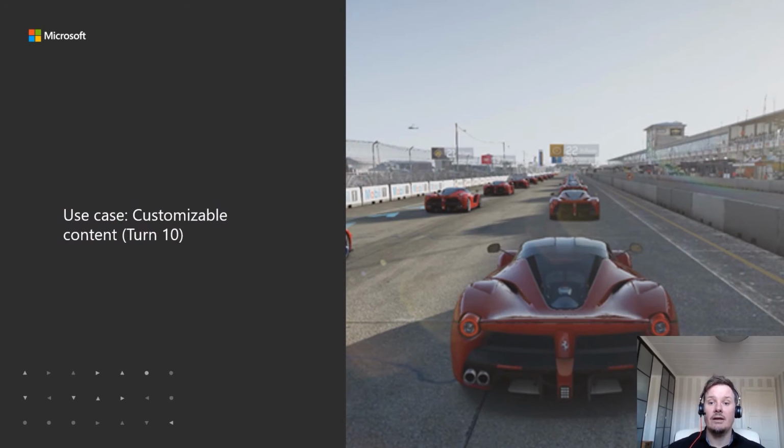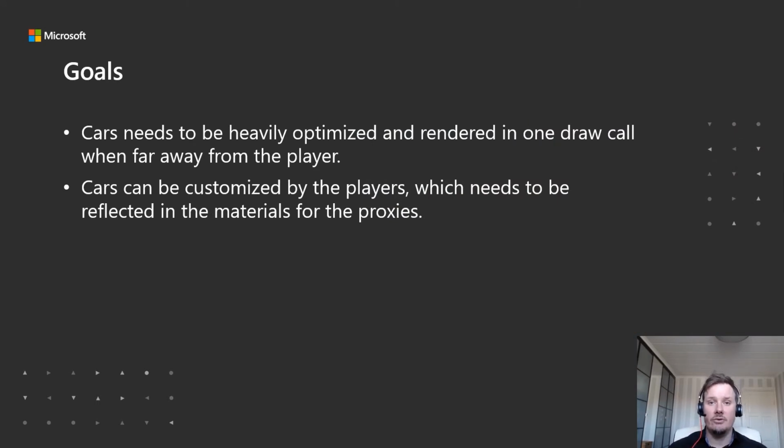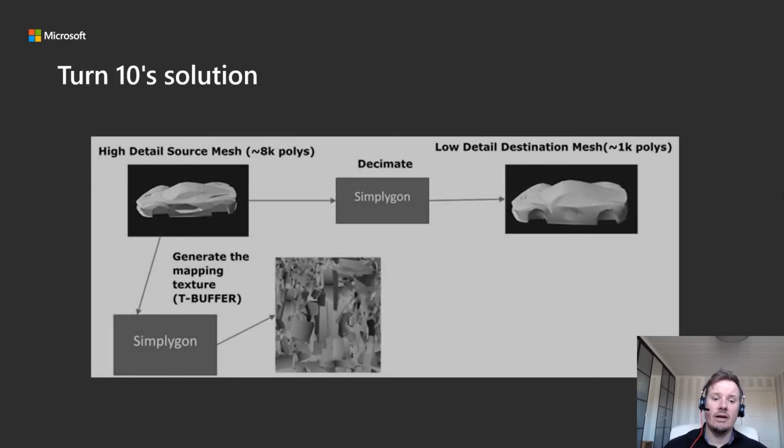So Turn 10 had this case. Their problem was that they needed to optimize their cars heavily. When far away from a player, they needed to be able to draw it in one draw call. And since cars could be customized by the player, you couldn't just generate any possible permutation of this. You need to be able to modify it in runtime. So what they did is they generated a mapping texture that they could use in the runtime to basically produce these kinds of assets that can be customized in runtime.